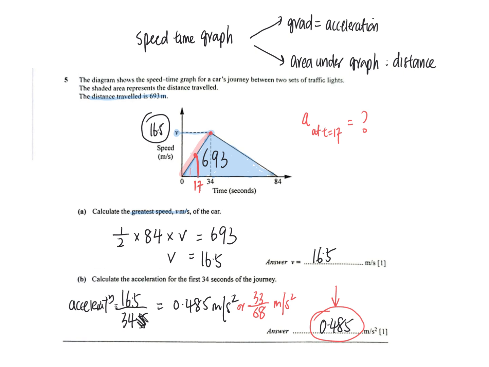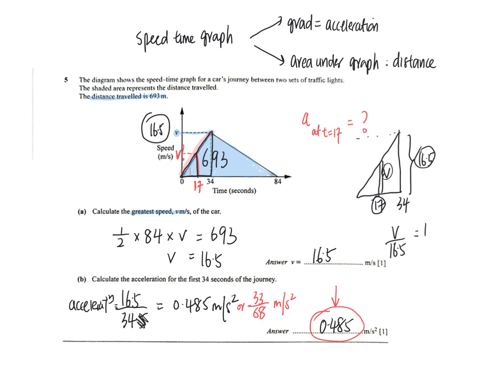Okay, but what if I want to find this speed? What if I want to find this speed? Then your similar triangle will come into play. Can you see your similar triangle? So if I want to find partial speed, that means at 17:34, this part here, I know is 16.5. I want to find this. So use similar triangle to help you. V over 16.5 should be equal to 17 over 34. Okay, then you cross multiply.